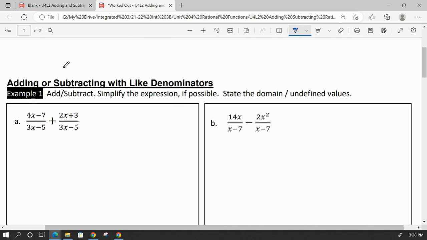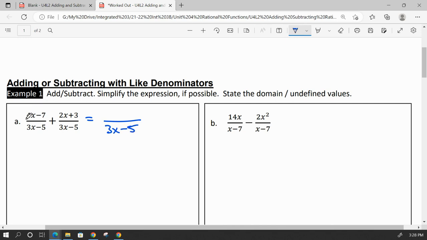Right now, I want to look at examples that have adding or subtracting with like denominators, where your denominators are the same, because these are the easy ones. If your denominators are already the same, then you simply have to add your numerators. So, and the denominator doesn't change. So if your denominator is 3x minus 5 here, 3x minus 5 there, and you're adding, the denominator is going to be 3x minus 5 here.